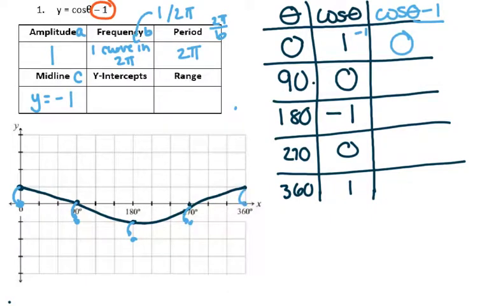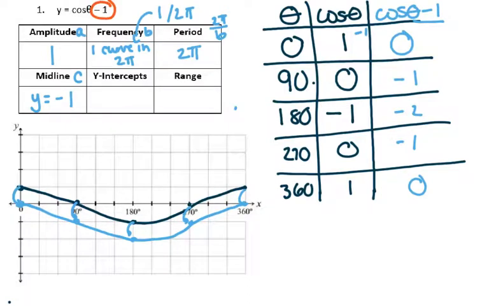So my new ordered pairs would be (90, -1), (180, -2), (270, -1), and (360, 0). And so if I plot these points now and graph and connect them, my light blue line represents my function cosine of theta - 1.